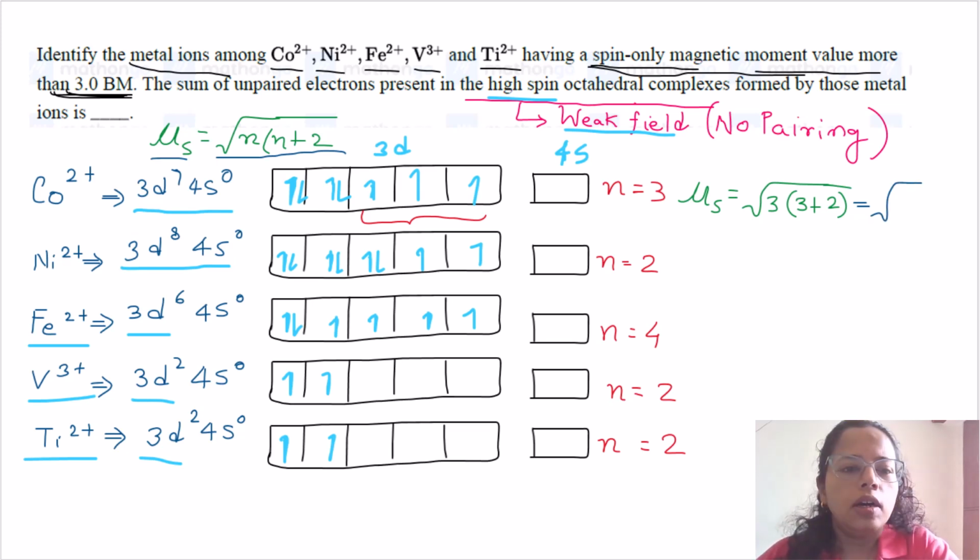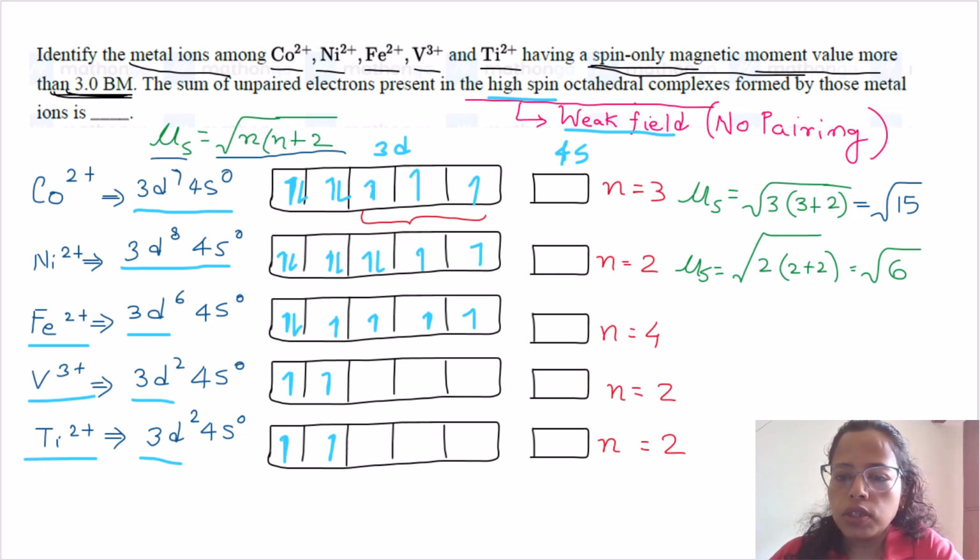And for cobalt 2+, we get under root 15. Okay. Similarly, mu_s for nickel 2+ is under root 6.